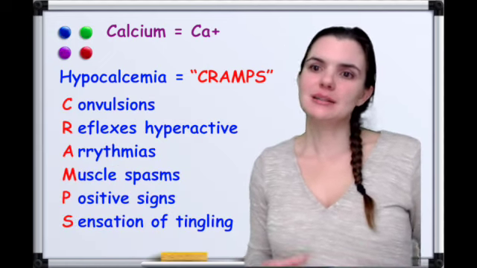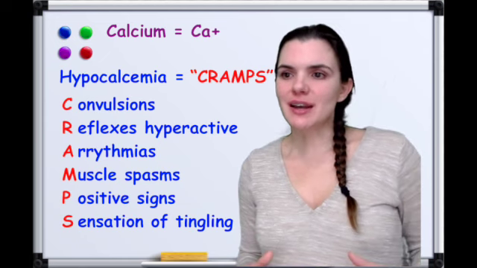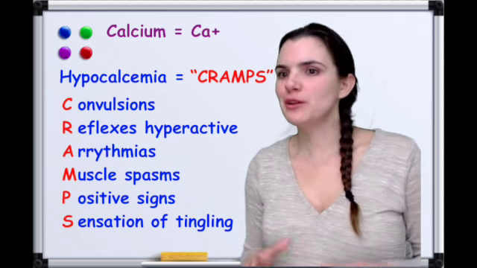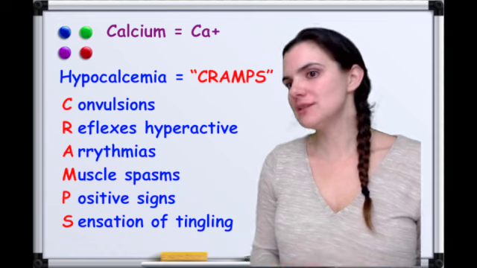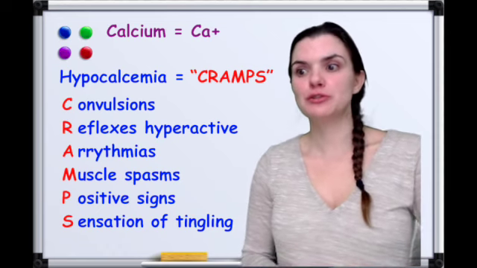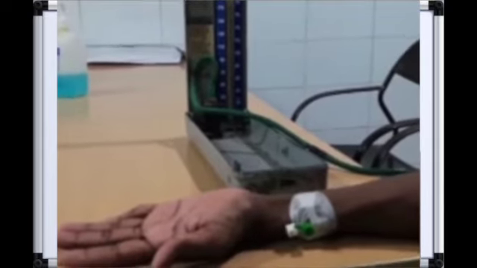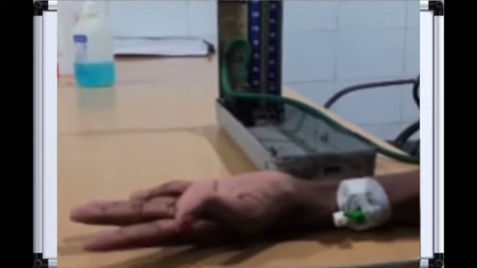P is for positive signs, and these are signs that you can see in a patient who has a really low calcium level. One of these signs that you want to remember is called a Trousseau sign, and this is where you take a blood pressure cuff, put it on the arm, and inflate it to a number greater than their systolic, and leave it there for about 3 minutes. If it's positive, you will notice the hand will draw in towards the body, and flexion will occur at the wrist, thumb, and MCP joints, but the fingers will remain extended.